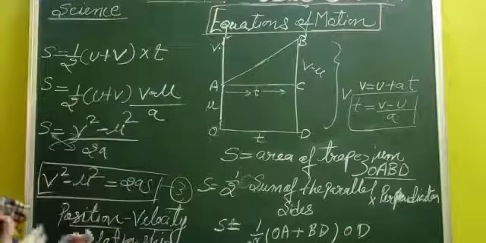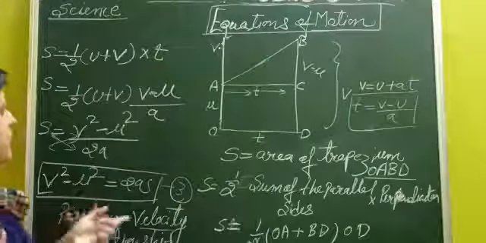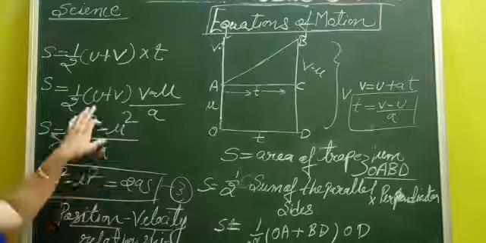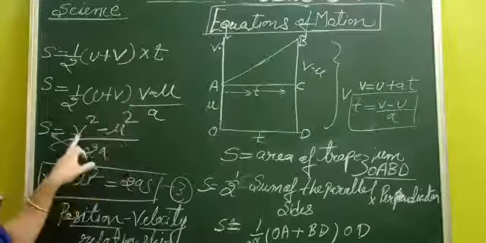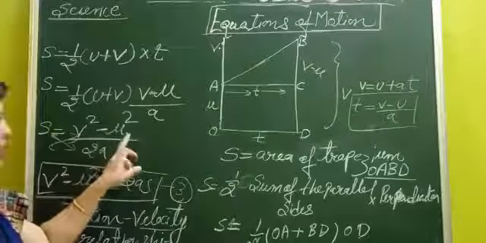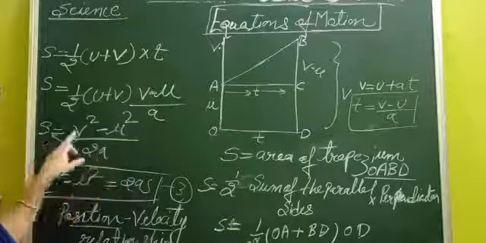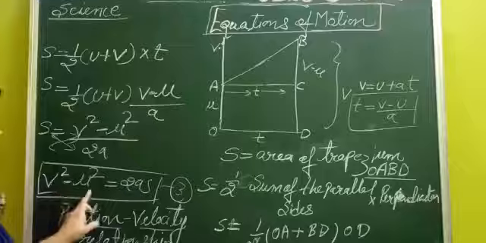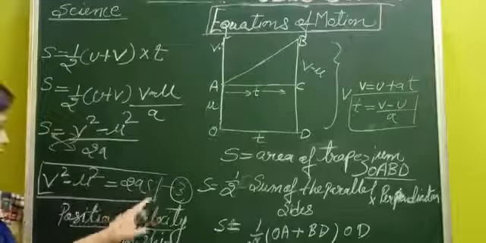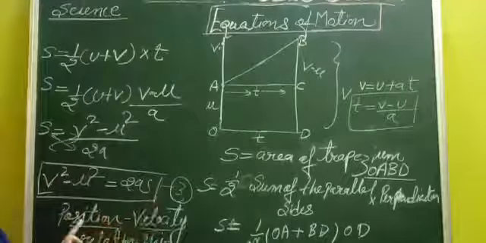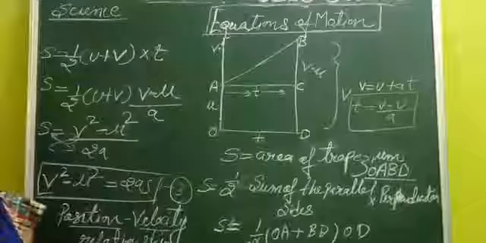According to (A plus B)(A minus B), what is the formula? A square minus B square. So (U plus V) and (V minus U) gives V square minus U square, and 2A as it is. Cross multiply: V square minus U square equals 2AS. So this is the third equation, the position velocity relationship.